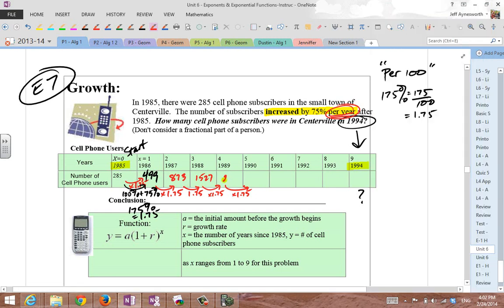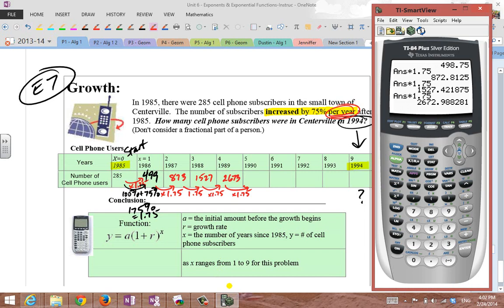So 2,673. Let me check that value. There we go. All right. Now in 1990, it has 75% more for a total of 175%. So times 1.75.